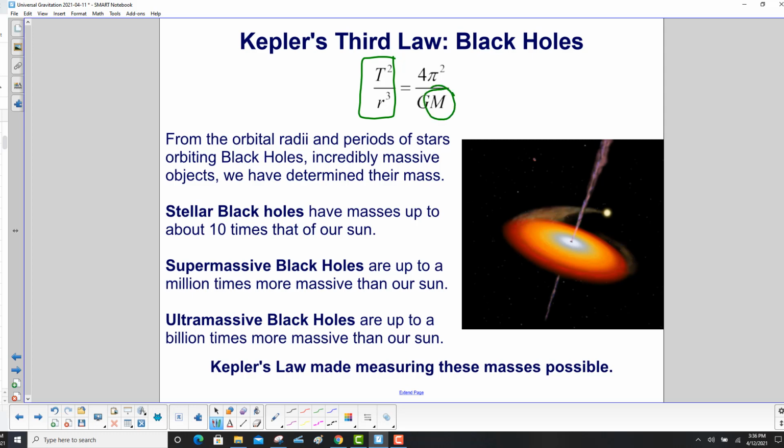Stellar black holes have masses up to about 10 times that of our Sun. Supermassive black holes are up to 1,000,000 times more massive than our Sun. Ultramassive black holes are up to 1,000,000,000 times more massive than our Sun. Kepler's third law made measuring those masses possible.